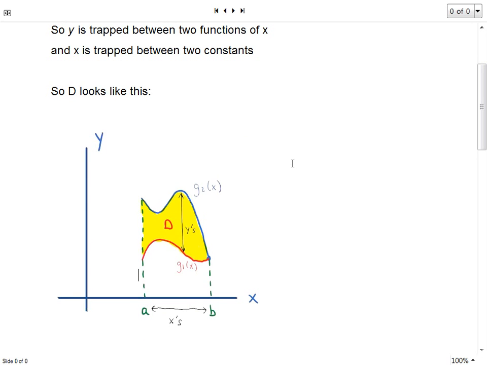It's like a Cal 1 region, isn't it? a, b, your x's are stuck there. Your y's are stuck between some function of x and some other function of x. In this case, we call it a type 1 region, type 1.